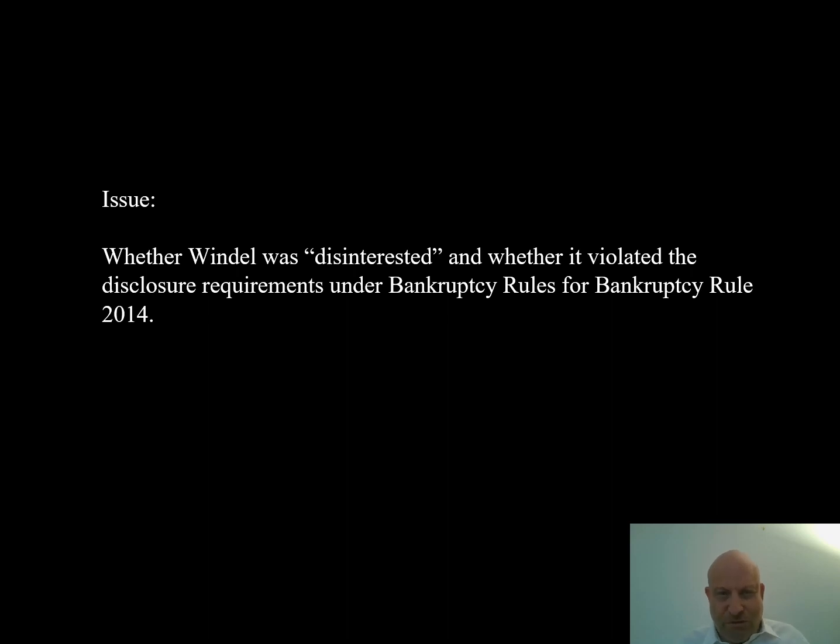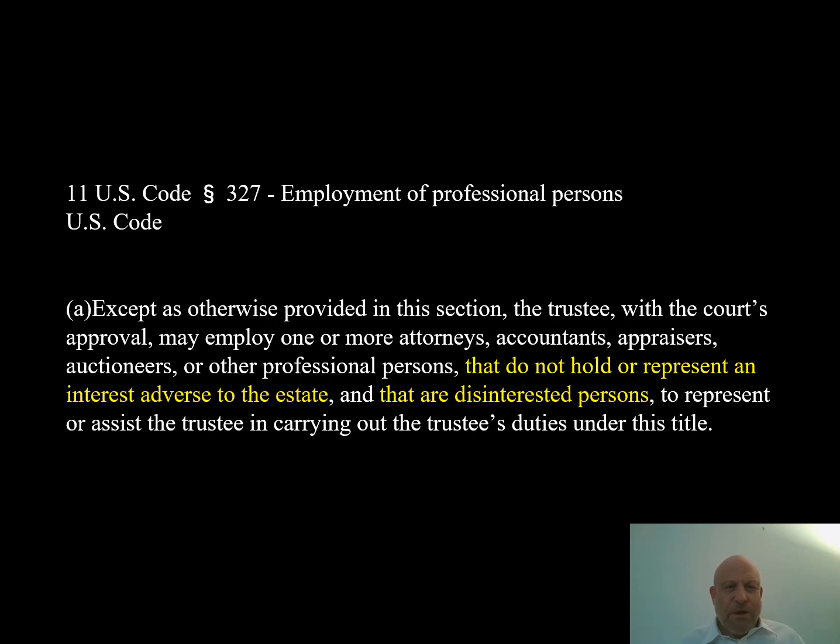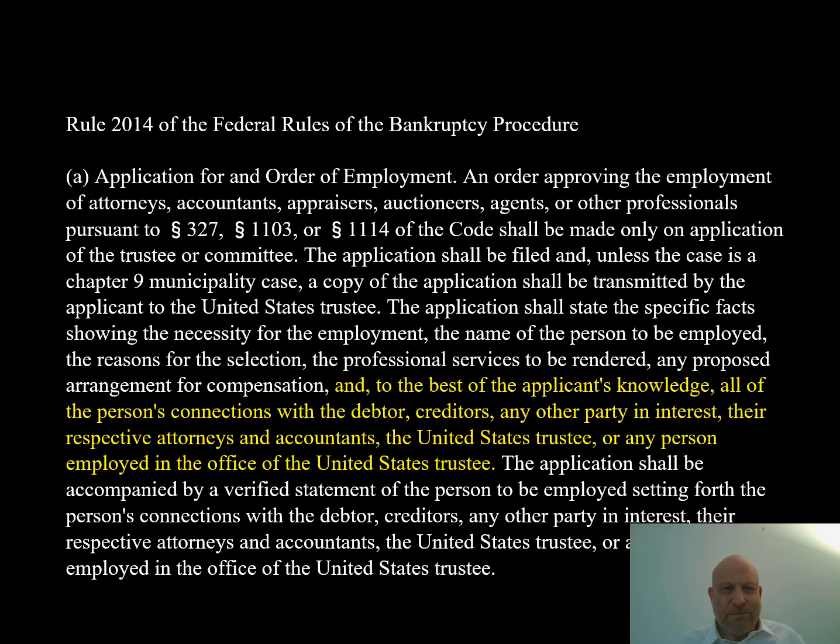So was it disinterested? Did it violate the disclosure requirements just because it was owed money that it later tried to collect? The applicable code section is 327. The applicable rule section is 2014. I'm not going to read it. You can read it yourself.